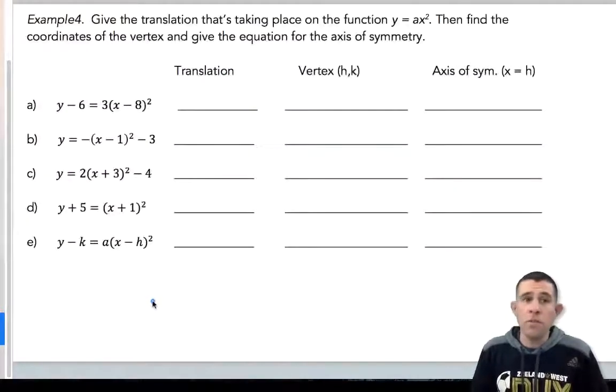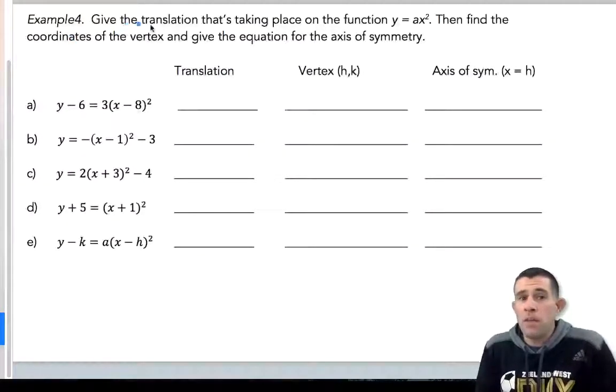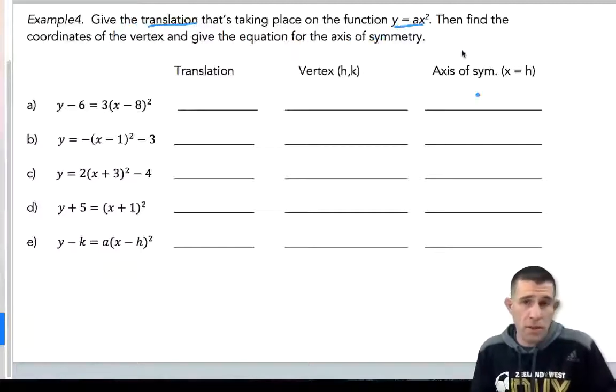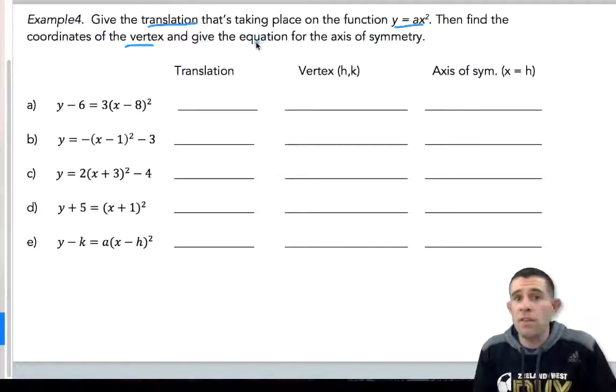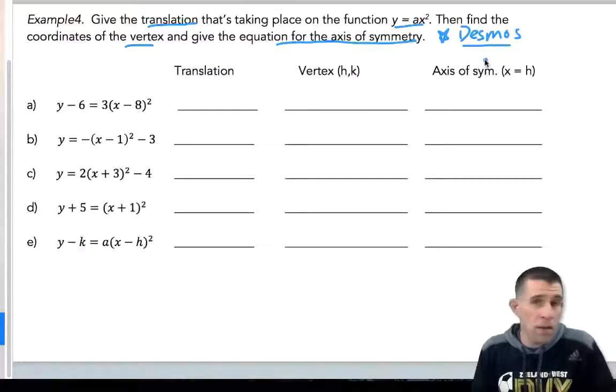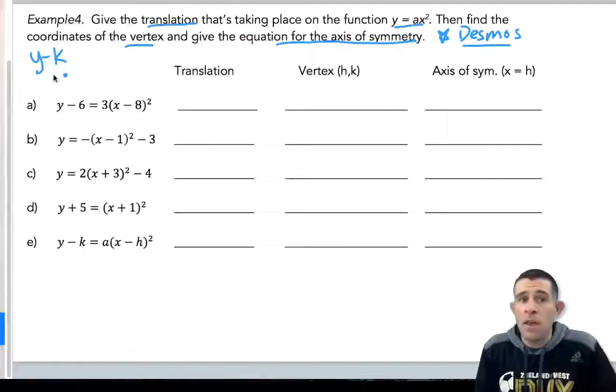All right, let's run through a handful of examples now, making sure that we can give the translation that's taking place on the function of y equals a times x squared. And let's also try to find the coordinates of the vertex and give the equation for the axis of symmetry. And it's okay to use Desmos here to help you out. So feel free to plot a few of these using Desmos and answer these questions. Now remember, we're always going to replace y with y minus k, and we're going to replace x with x minus h, and that's equivalent to doing a translation of T sub h comma k.